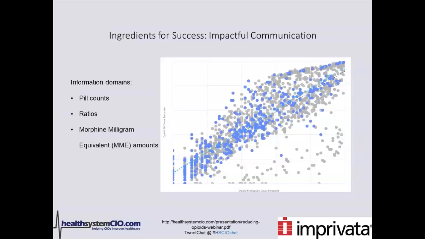One argument against this is that someone might prescribe a lot of pills, but they see more patients. So we also provided another layer of information on top of this that shows the ratios. Again, that could be affected by the case mix of the patients that providers see, but it's a very good insight. The most accurate measure is based on the MMEs, which is morphine milligram equivalents.